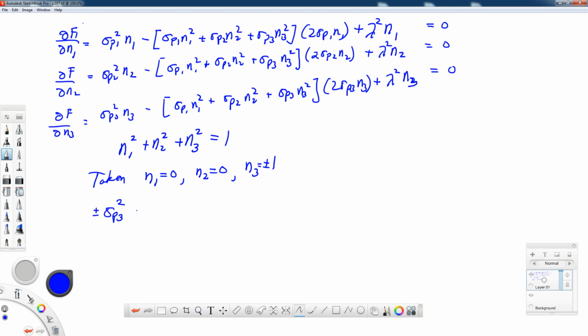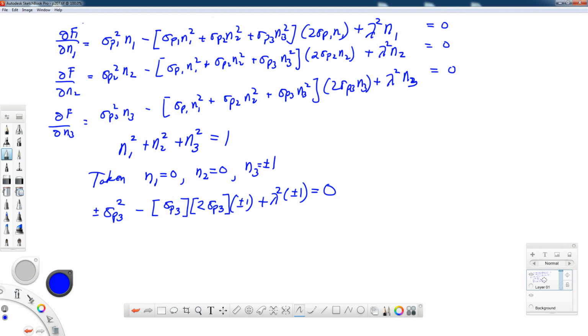plus or minus, minus the term in the bracket, sigma p3 squared, we're not there yet, sigma p3 times 2 sigma p3 times plus or minus 1, plus lambda squared times plus or minus 1. It'll all be equal to 0.